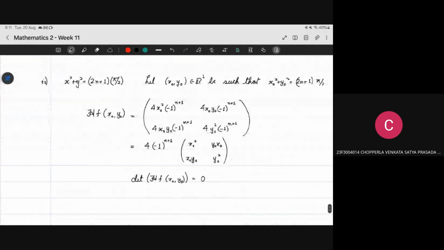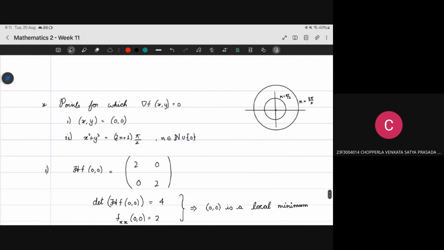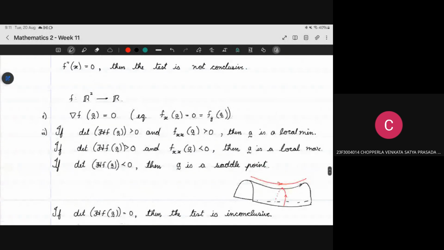But that does not mean that that is not a maxima or a minima. So what the test says is that if these conditions are met, then you can conclude that this is a local minima or maximum. But the converse is not true, right?